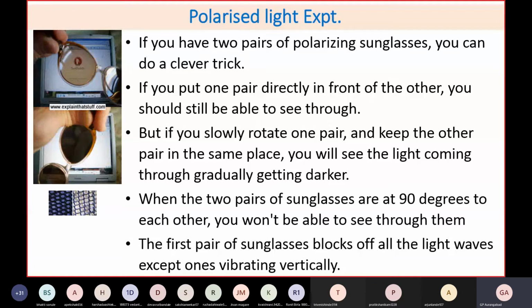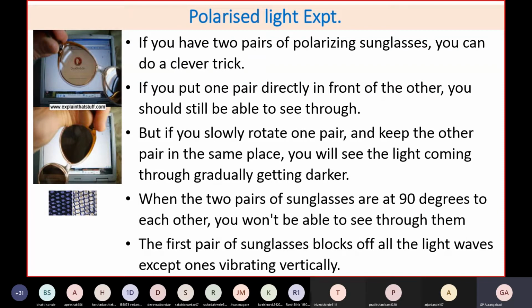Now, if you put one pair directly in front of the other, you are still able to see through. If you take one simple pair of sunglasses and look towards the sun, you will find that because it acts as a filter, it reduces the intensity of light by blocking some of the wavelengths or some of the polarized light. If you put two glasses one above the other, still you will be able to see something through it.